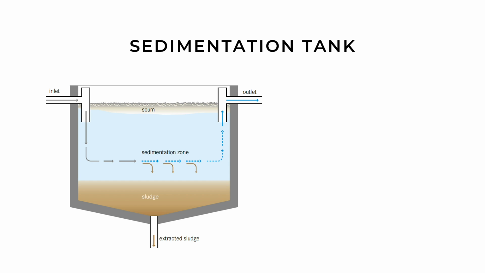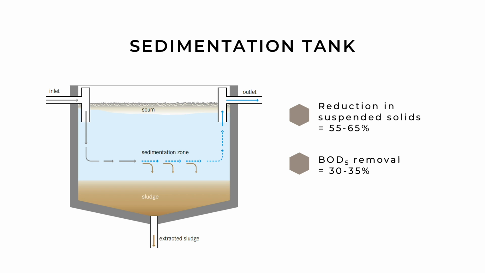Settlers can achieve a significant initial reduction of suspended solids of 55 to 65% and a BOD removal of 30 to 35%. Normally, the reduction of E. coli is less than 1 log unit, which means that the wastewater still contains large amounts of pathogens.